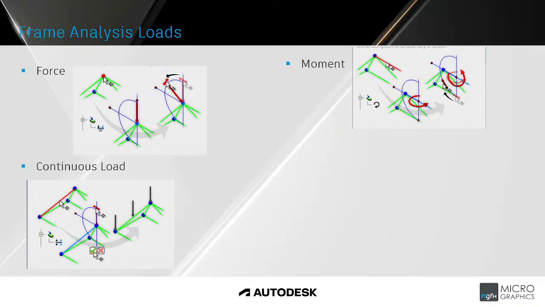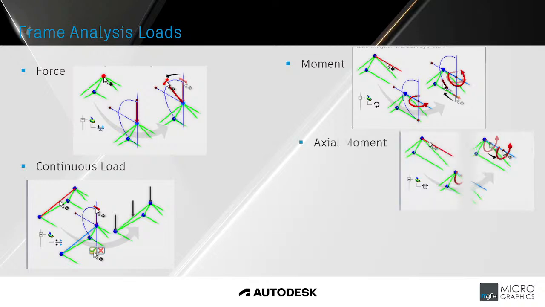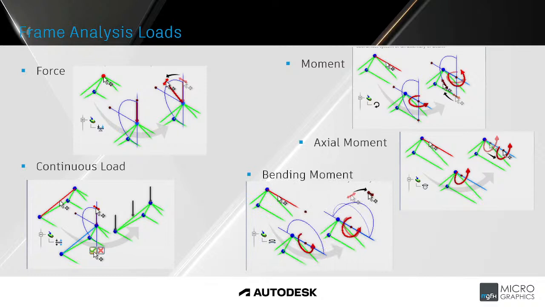Then you get your general moment. So it structurally loads the beams you select with a nodal moment of a specified magnitude and direction. Then you get your axial moment. This applies a nodal torque load in the plane perpendicular to the beam axis. Next, you get your bending moment. This applies a nodal bending moment in the plane parallel to the beam axis.